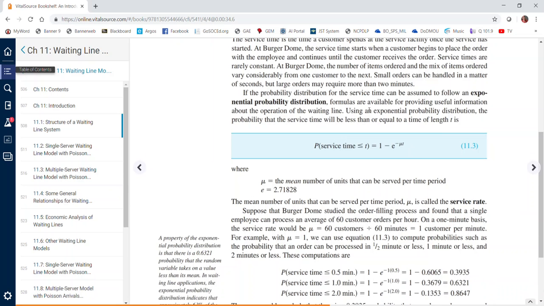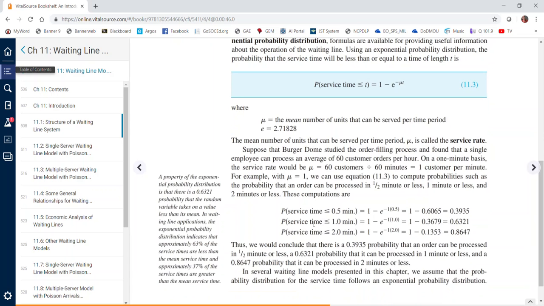It looks confusing, but really all you're going to do is have 1 minus exponential, which in Excel does it for you. And then you're going to raise to the negative, and then right here, it's going to be your service rate times the time that you're trying to define. And then they give you some examples down here.